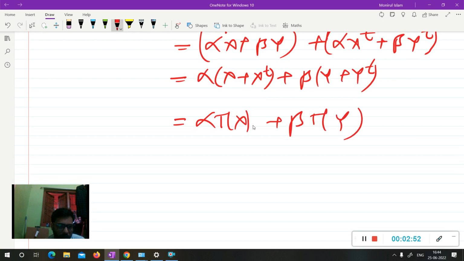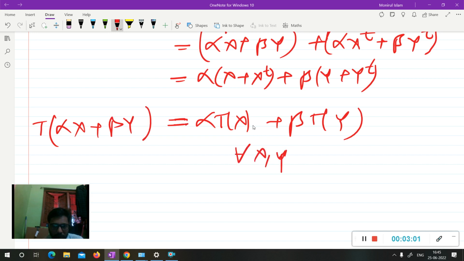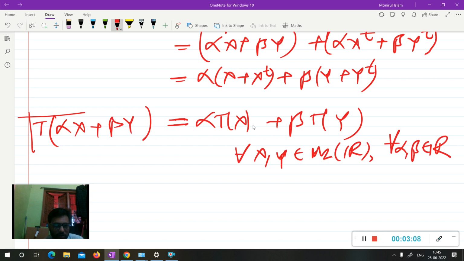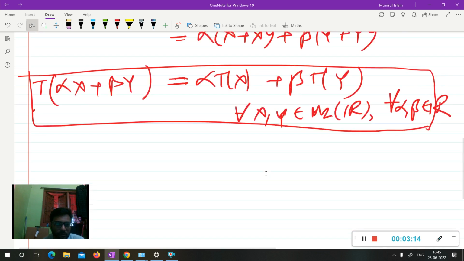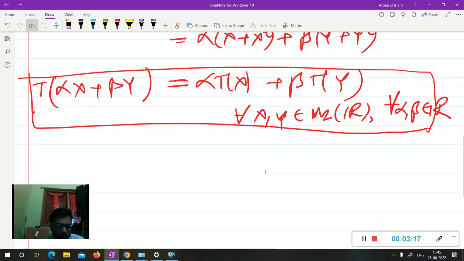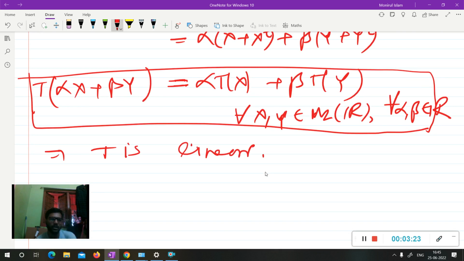Now alpha, beta are scalars. This gives T of alpha x plus beta y equal to alpha T(x) plus beta T(y) for all x, y belonging to M2(R) and for all alpha, beta belonging to the scalar field R. So this proves that the transformation is linear. So T is linear. Now if it is linear, you can easily find its rank and nullity.